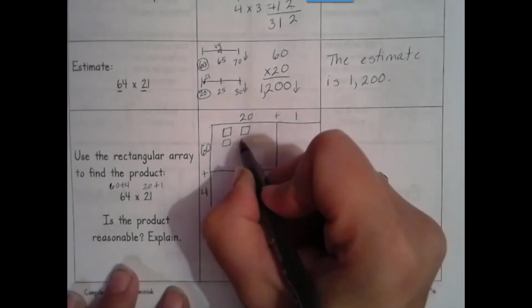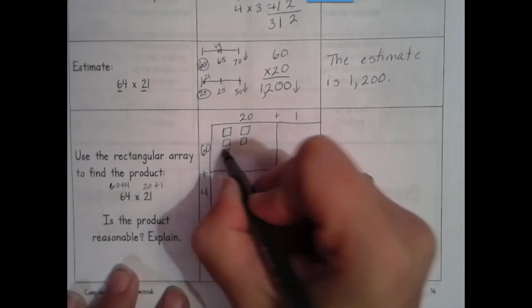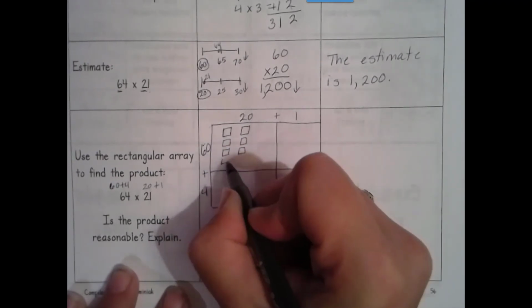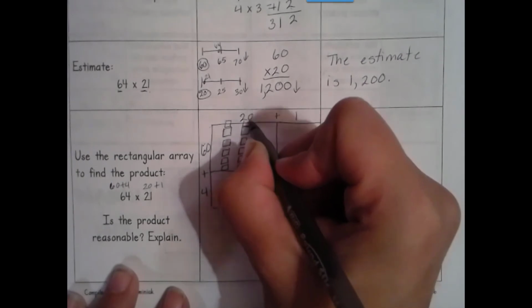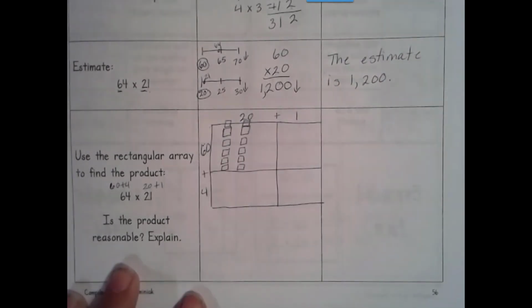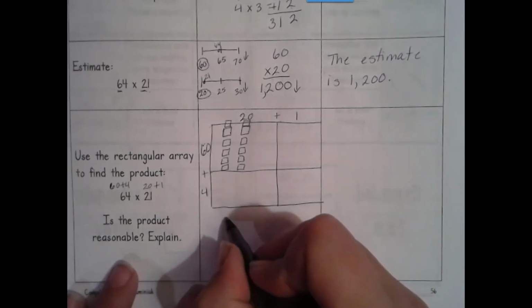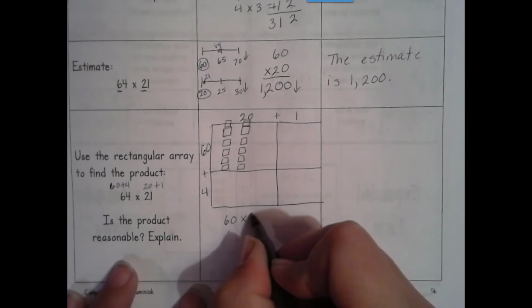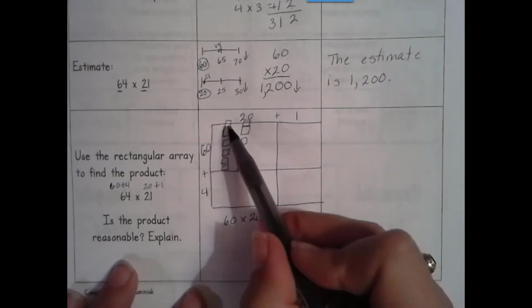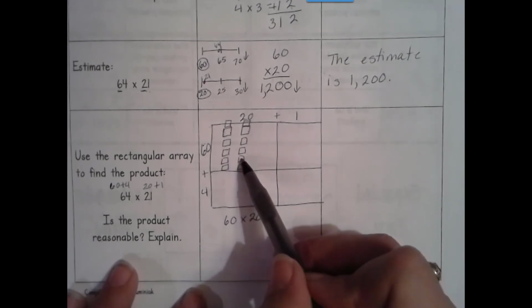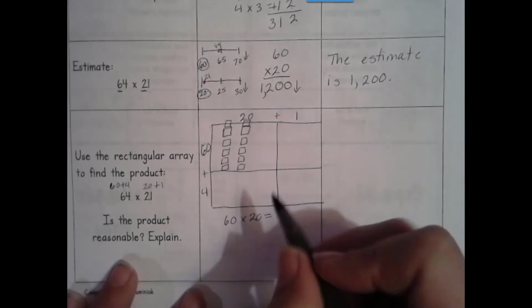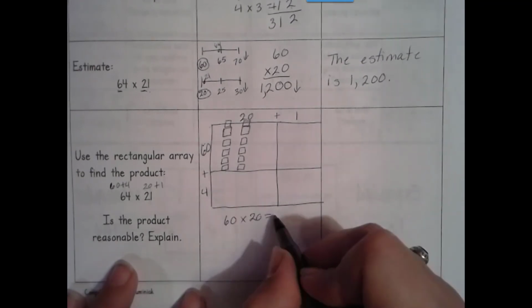So that's 1, 2, 3, 4, 5. I'll fit another one up here. 6. 6 groups of 20, 60 times 20 is 100, 200, 300, 400, 500, 600, 700, 800, 900, 1,000, 1,100, 1,200.